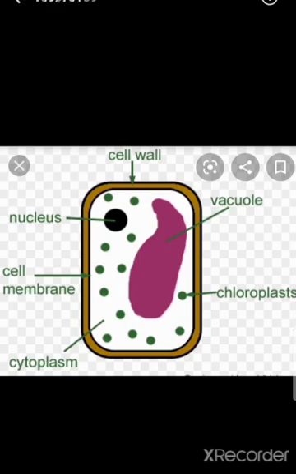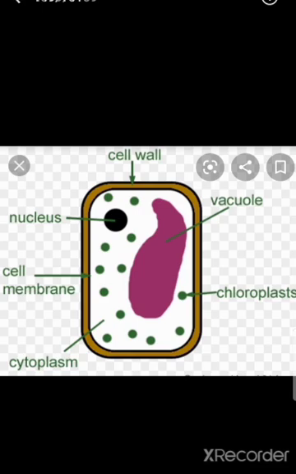Although both plant and animal cells normally have a cell membrane, cytoplasm and a nucleus, there are some features found in plant cells that are not present in animal cells. These are: plant cells have a cell wall, right? So plant cells have a cell wall as well as a cell membrane. The cell wall is made up of a material called cellulose and it helps to keep the plant rigid.